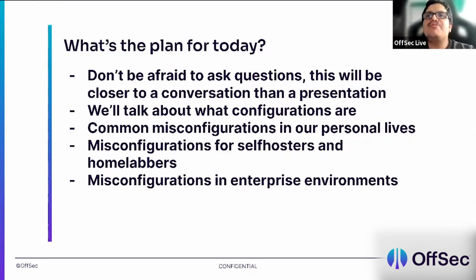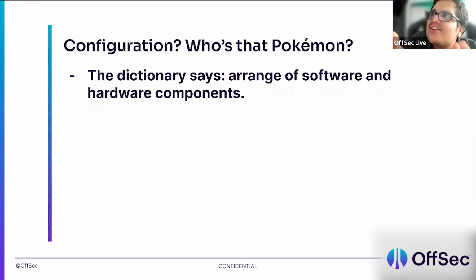So let's start from the beginning. What's a configuration anyway? A configuration, like the dictionary says, is an arrangement of software and hardware, the components that make the whole thing work. That can be parameters, where the software is running, the hardware we're using to run the software. Everything is part of that configuration.